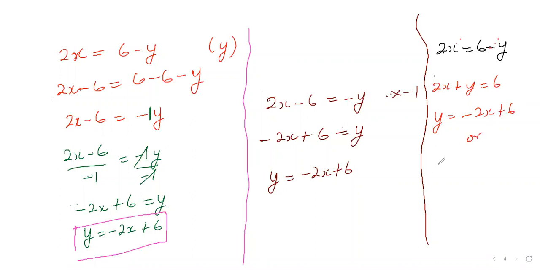Or somebody can say y is equal to 6 minus 2x, the same thing. So somebody can write it this way and someone can write it that way. It doesn't matter, it's the same thing. Is it clearer now? Yes, sir.